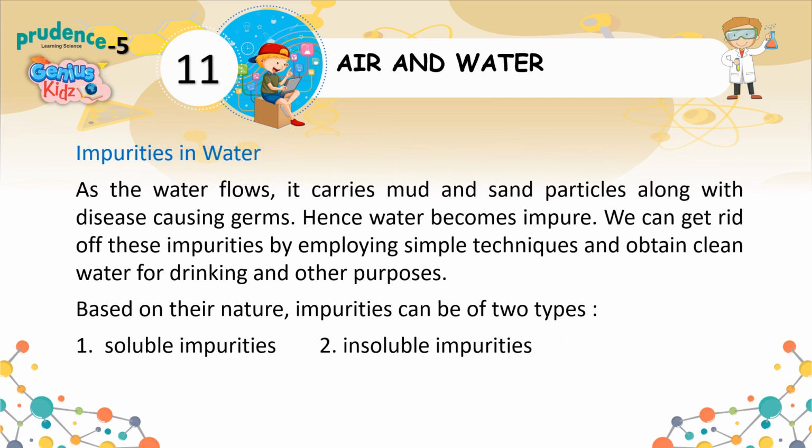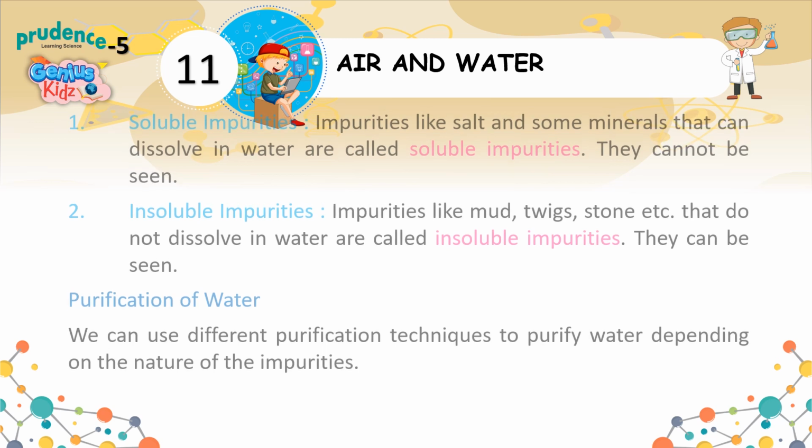Impurities in water. As the water flows, it carries mud and sand particles along with disease-causing germs. Hence, water becomes impure. We can get rid of these impurities by employing simple techniques and opting for clean water for drinking and other purposes. Based on their nature, impurities can be of two types. 1. Soluble impurities. 2. Insoluble impurities.